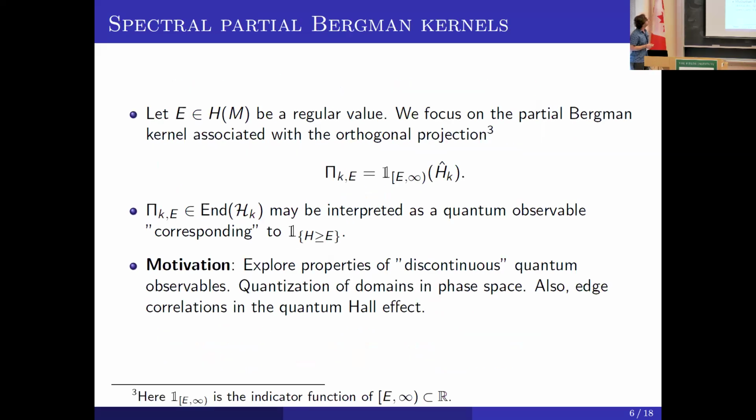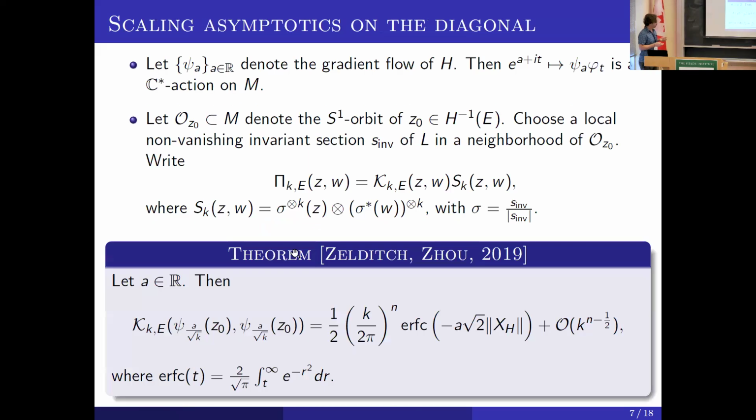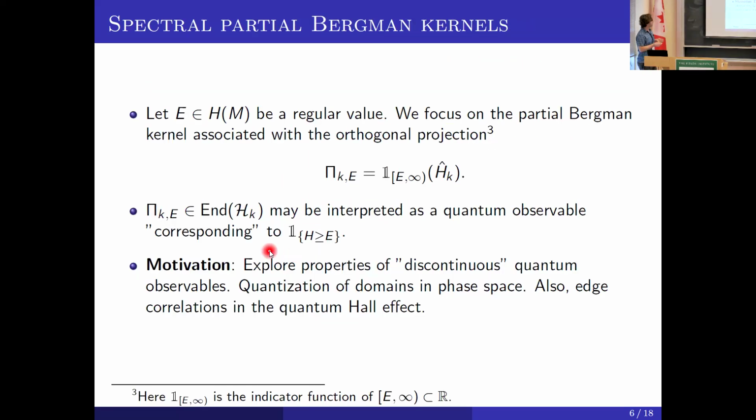So it's nice settings. The partial Bergman kernels that I consider will be Schwarz kernels of projection onto the subspace spanned by eigenvectors of this operator which correspond to eigenvalues greater or equal to E, right? The motivation is that this kind of operator can be related to a domain in phase space, specifically this domain. And it turns out there is also some motivation from the quantum Hall effect.